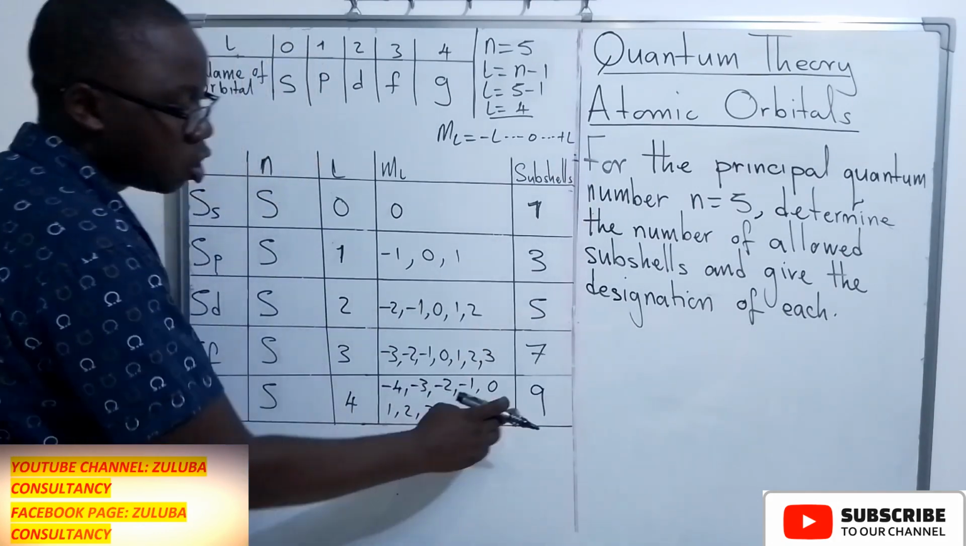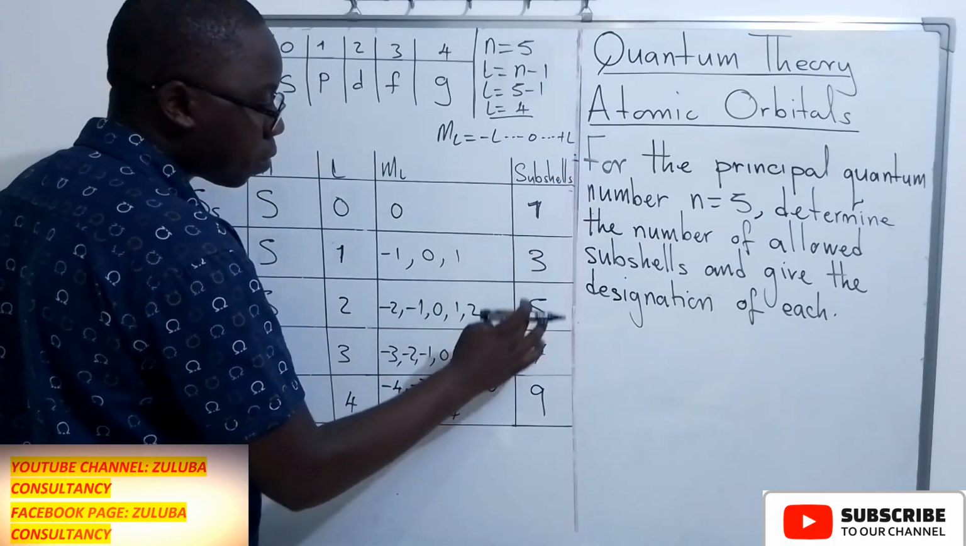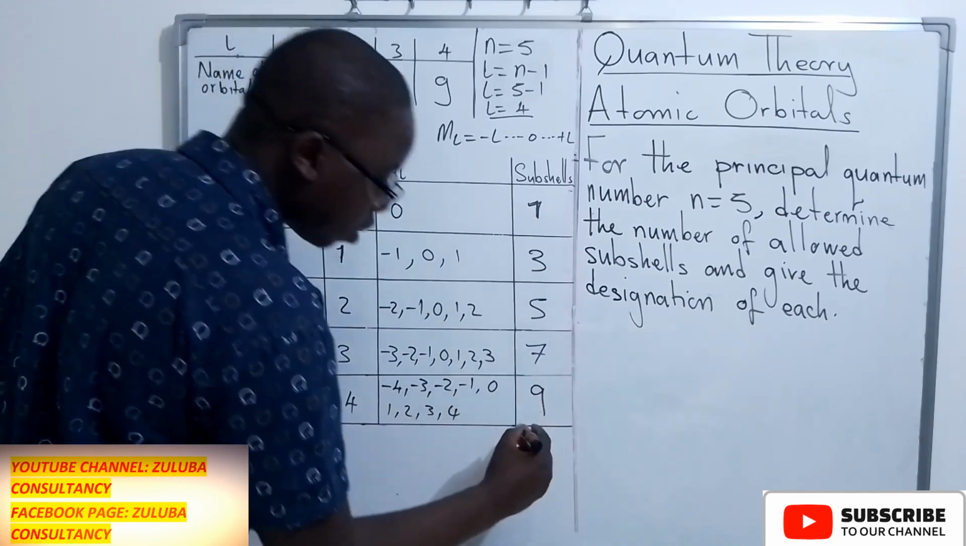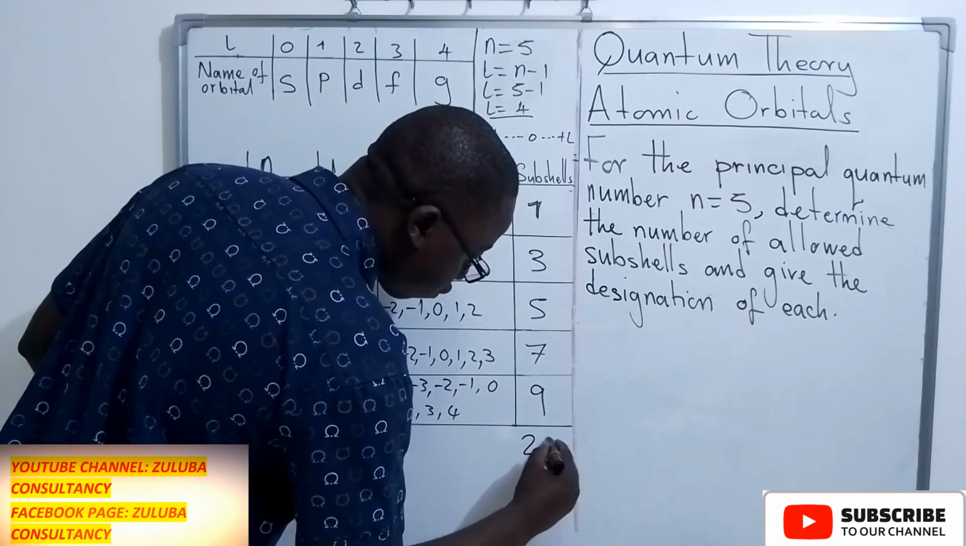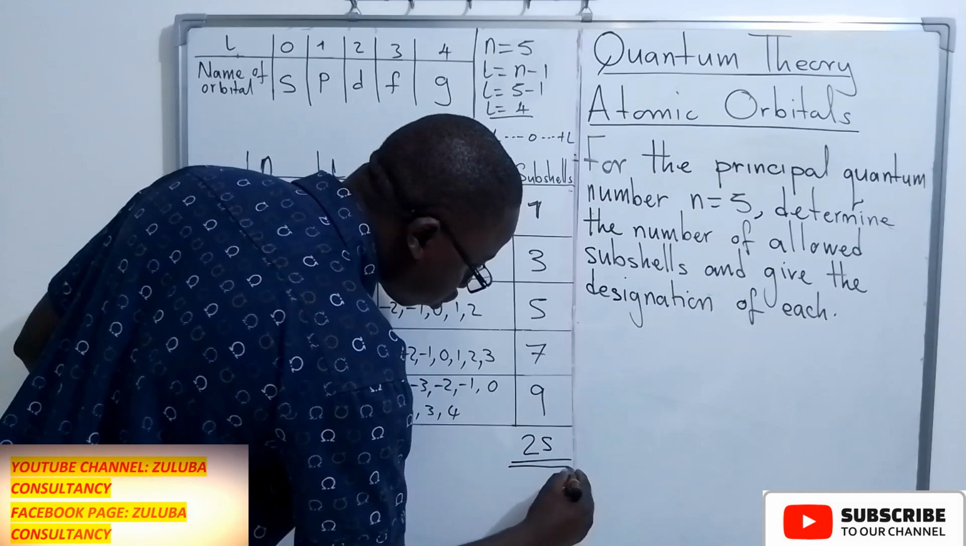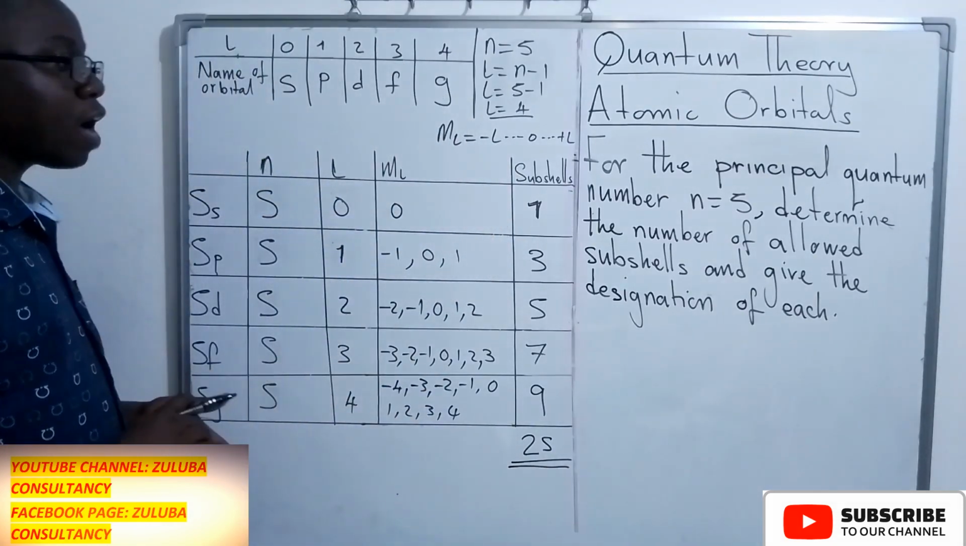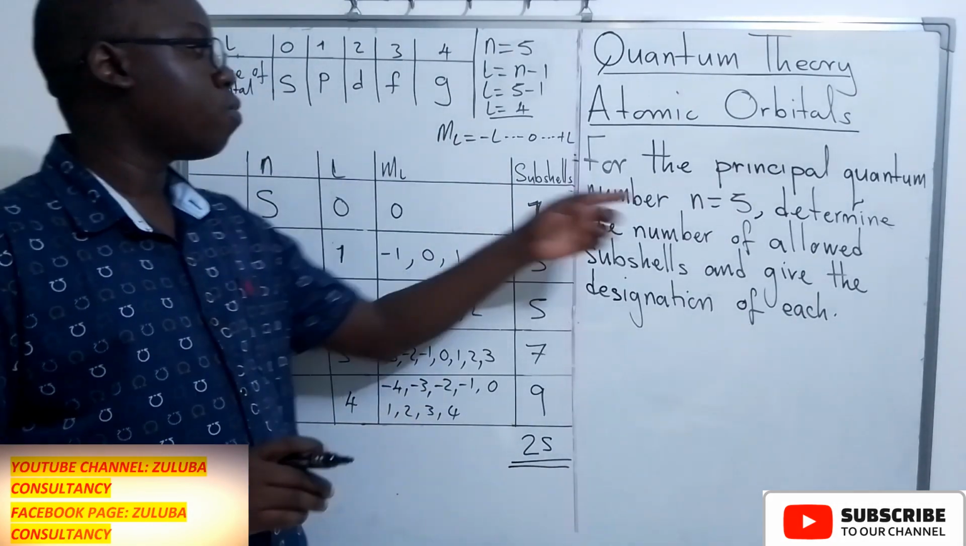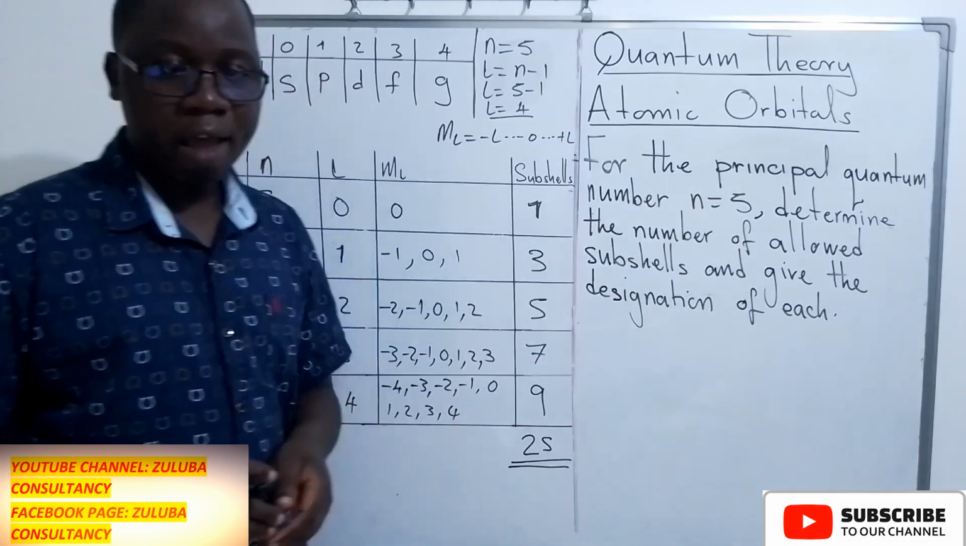So for us to get the number of allowed subshells, we simply add these numbers we have here. So 1 plus 3 plus 5 plus 7 plus 9 should give us 25 as the total subshells that can come from n when it is 5.